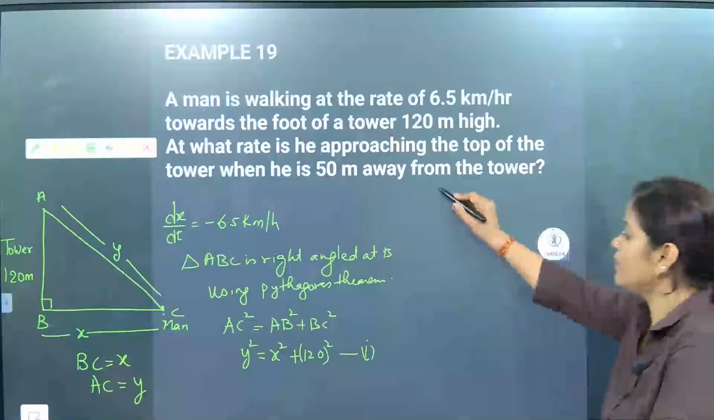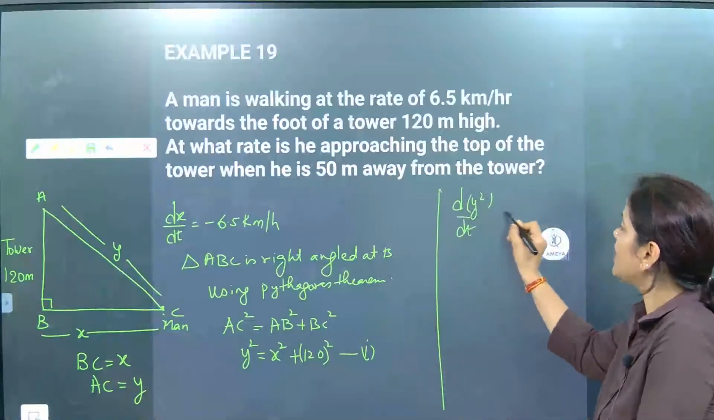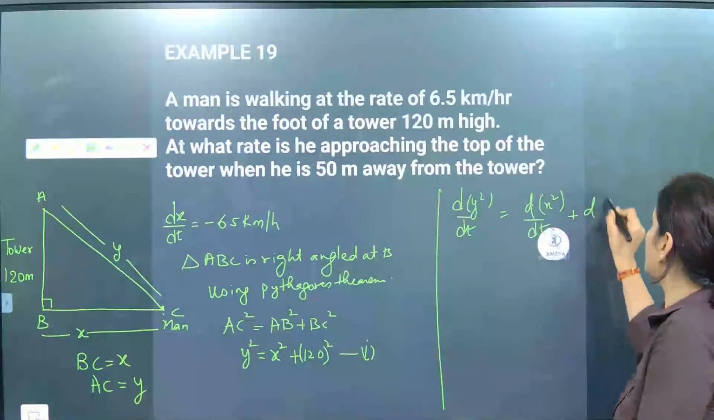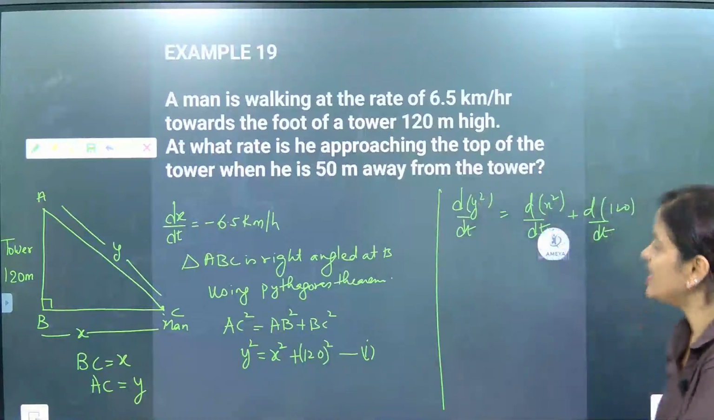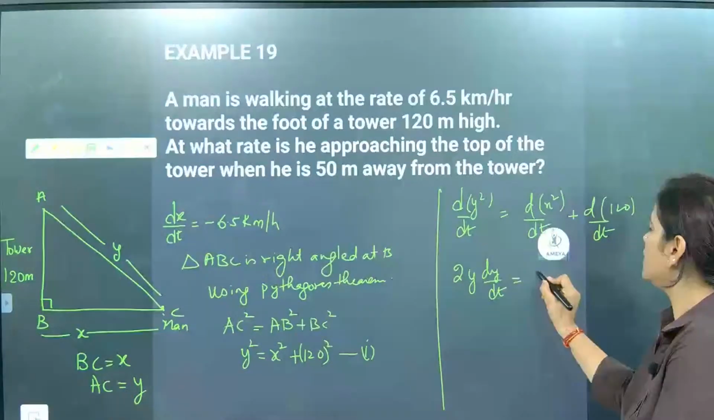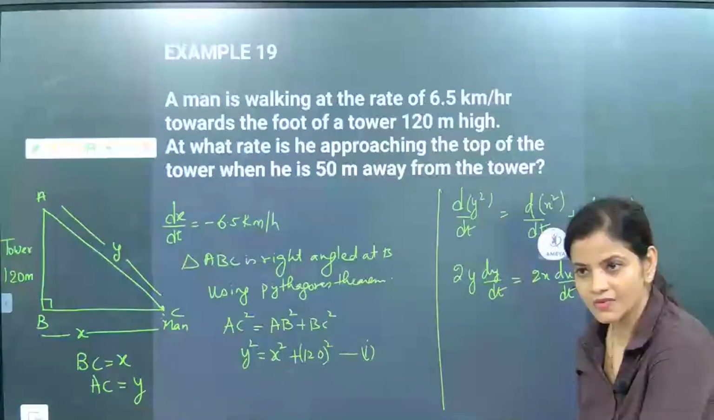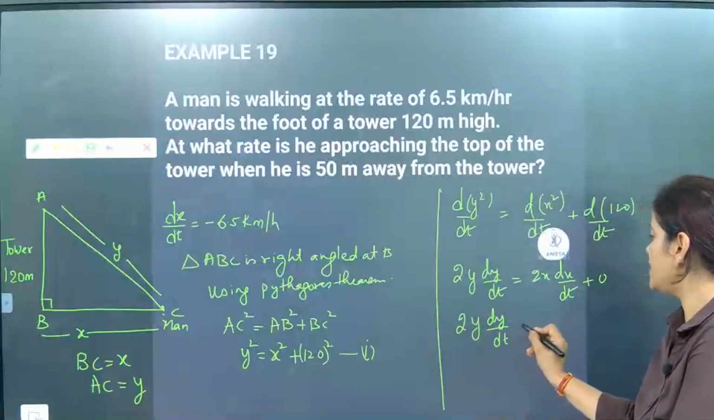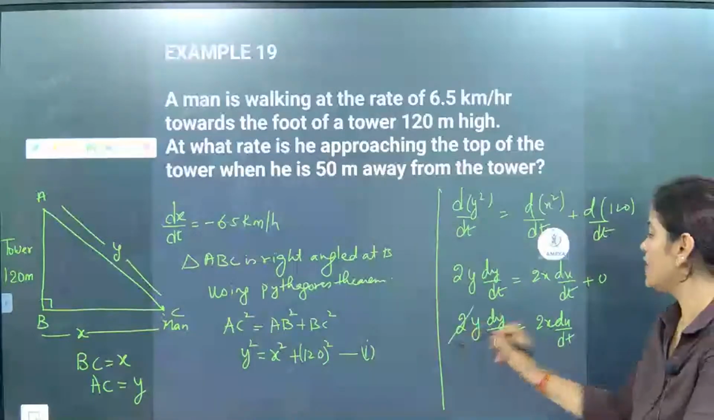So now listen beta, we will differentiate it. So d of y square by dt, and that part will become what beta? We will write x square dt. Apply the chain rule. D of 120 by dt. So here we are going to differentiate it. After differentiation: 2y dy by dt is equal to 2x dx by dt, and this part will become 0. So now 2y dy by dt is equal to 2x dx by dt. The 0 part is gone. Now 2 and 2 will get cancelled.